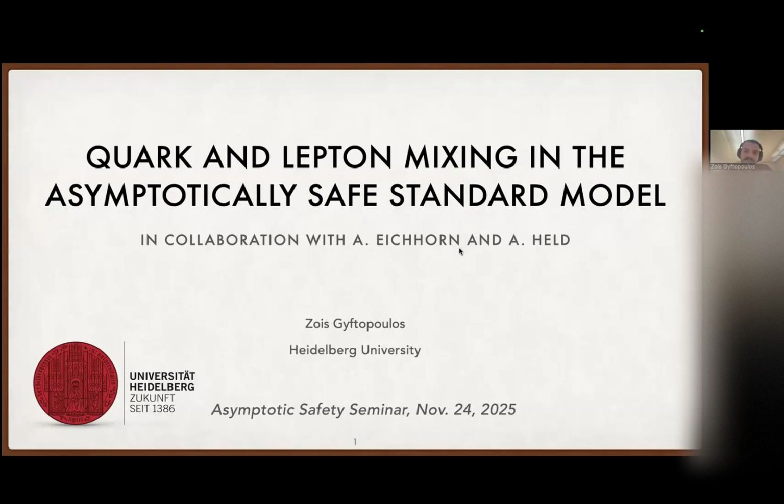Today, I'm going to talk about a recent work that we did with Astrid and Aaron some months ago, that you can find on arXiv with this following code. It revolves around quark and lepton mixing in the standard model, and how we can extract some kind of predictions or explanations of the structures of these mixing matrices in the standard model by coupling it with asymptotically safe quantum gravity.